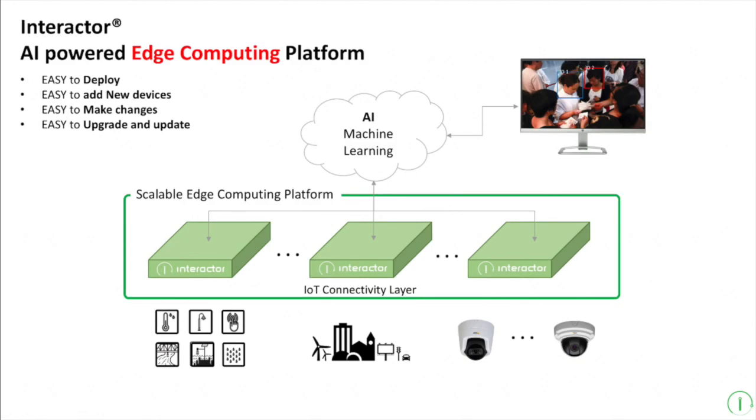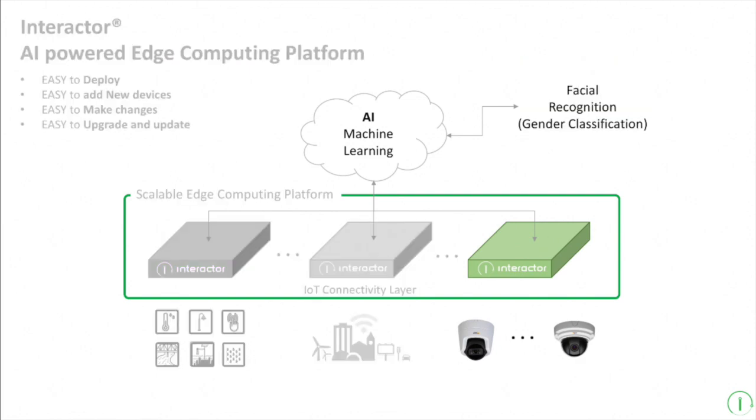This demo is about how Interactor can work with AI and machine learning to control all the devices and gather data from the sensors so that it can help AIs train and make decisions based upon it. So in this demo, we're going to show how easy it is for new devices to be added, how to make changes, and how easy it is to upgrade and update.